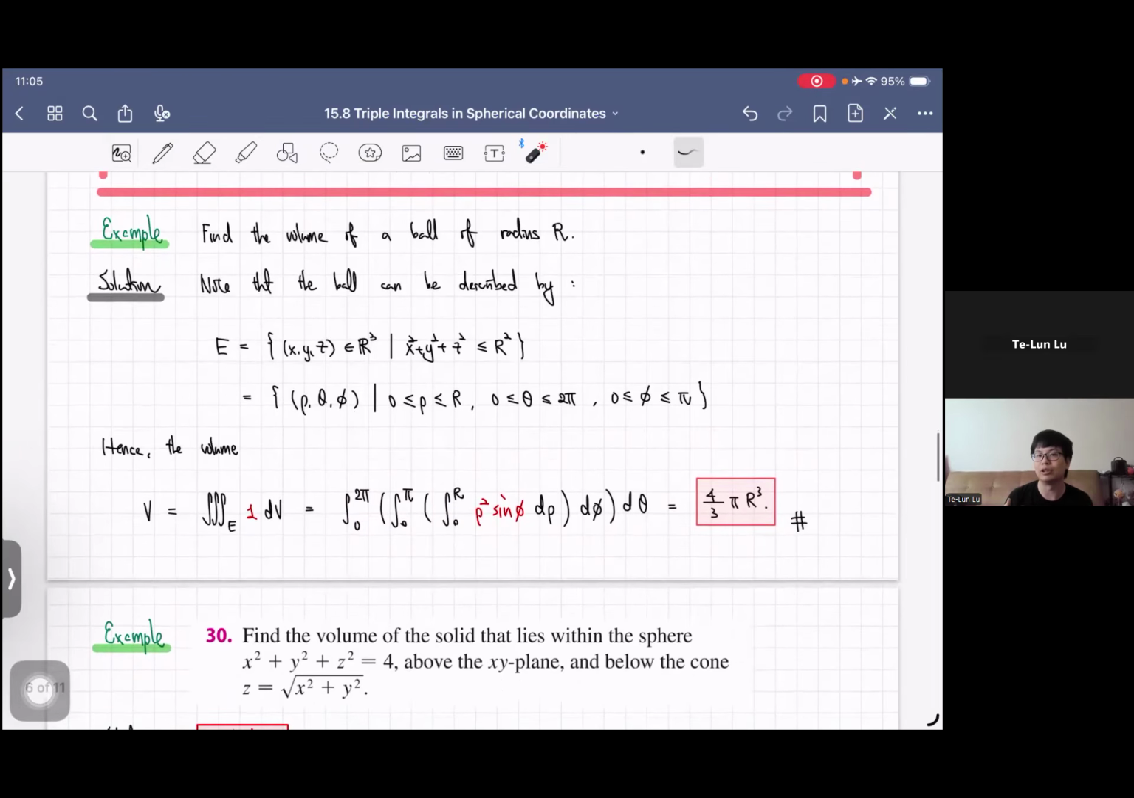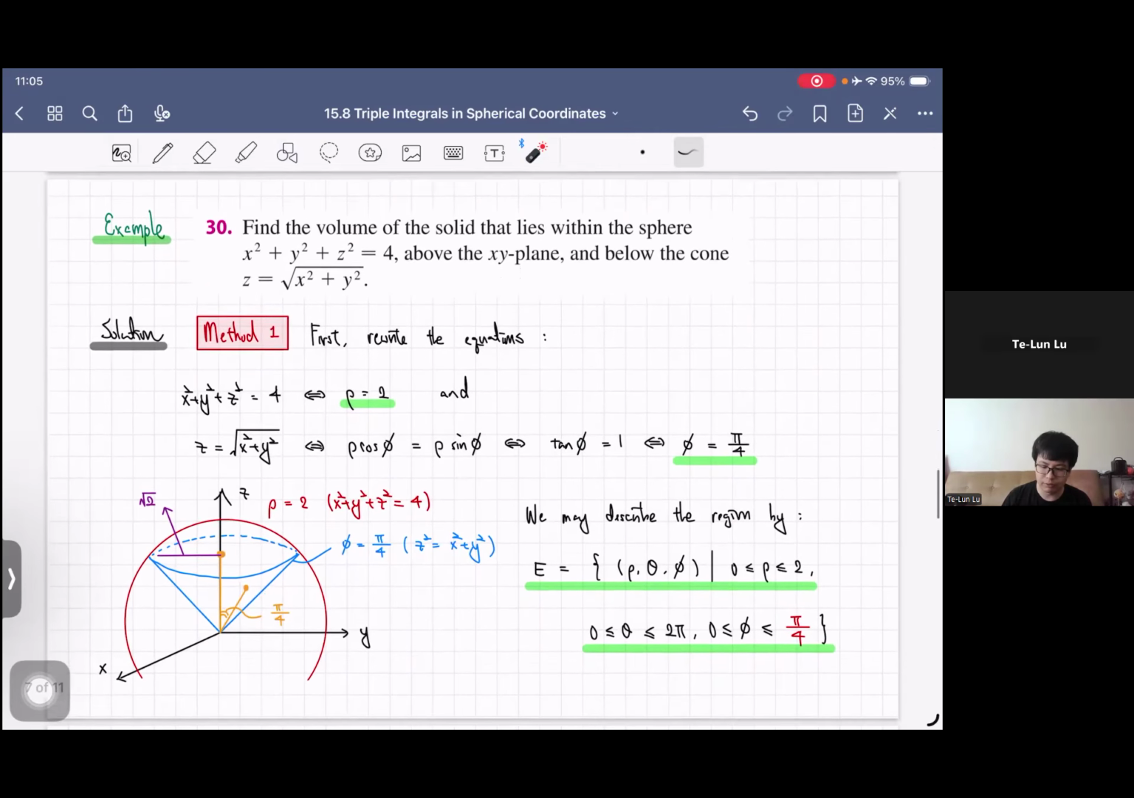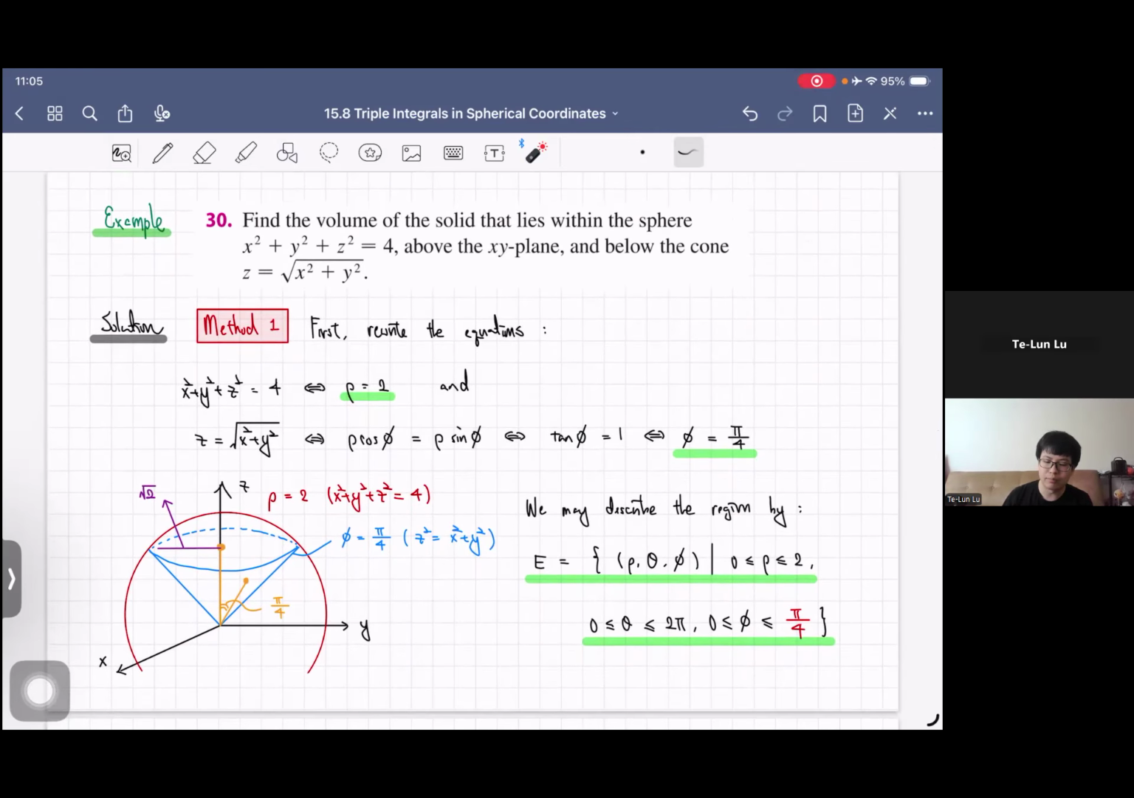Right, let's deal with the next example. So this is from our textbook. We want to find a volume that lies within the sphere. So whenever you see a sphere, it is usually better to use spherical coordinates, usually. And I want to find it above the xy plane and below the cone.